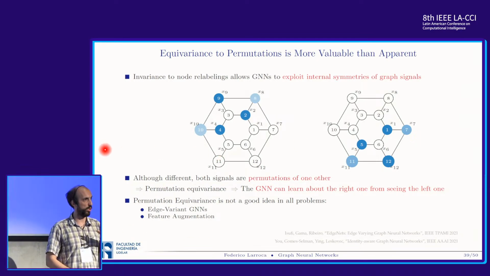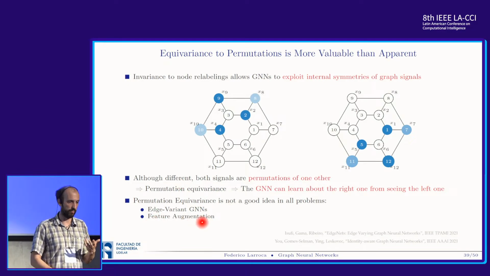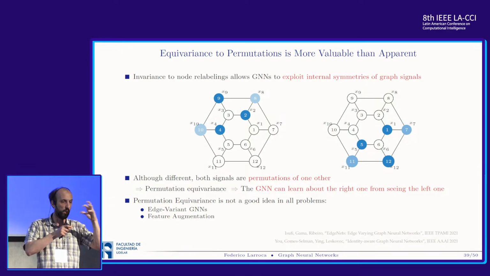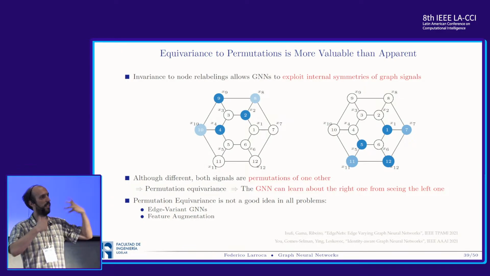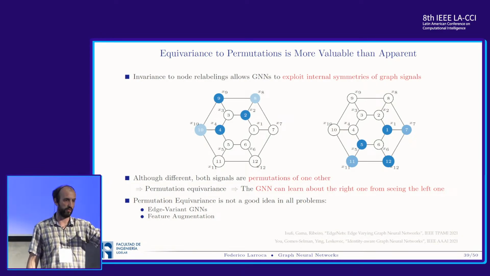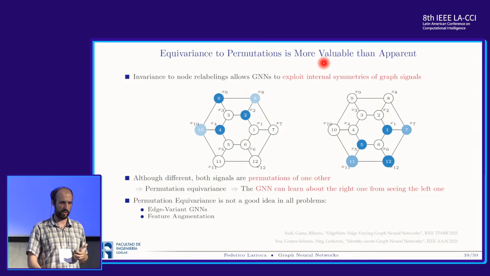We should not use vanilla GNN. We may, for instance, use feature augmentation. That's including a signal that also aggregates or includes some identity information for each of the nodes. Or we may use permutation-variant GNNs. There are references here.